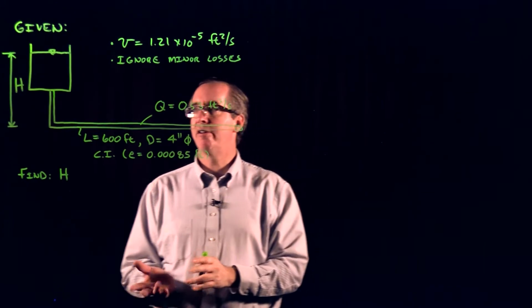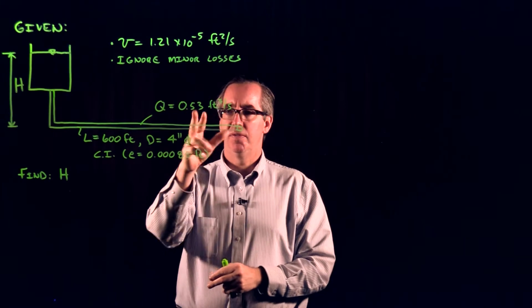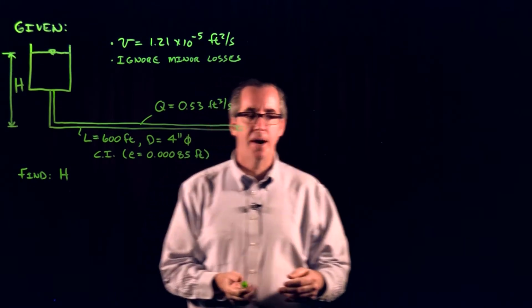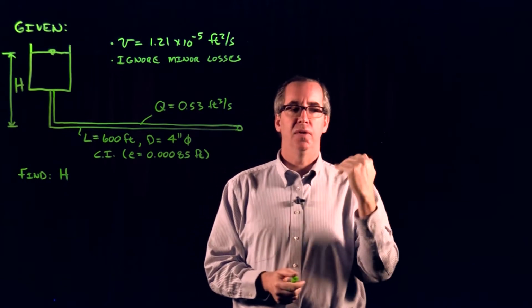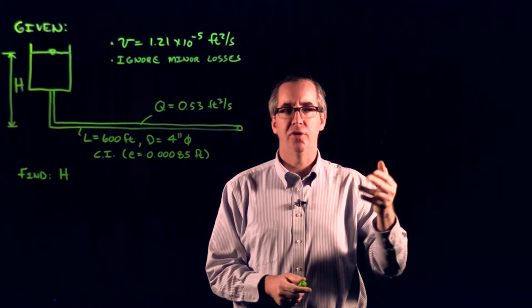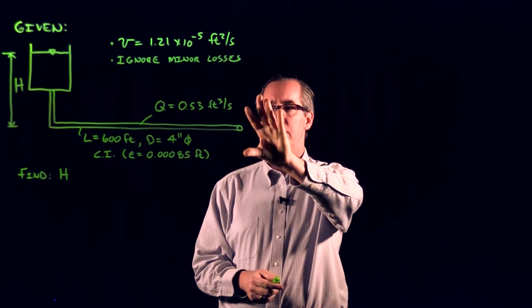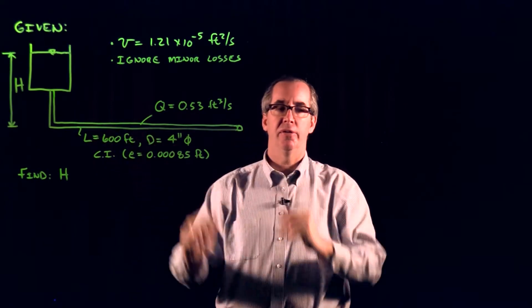And what we're trying to figure out is what would be the required height of this water tank to deliver this flow of 0.53. This would be a very common application. It could be, for example, for a fire hydrant, or maybe this is a flow that's required for a specific application, like maybe there's a gas station or some type of business or a residential application where they require this flow and it's a single pipe that's 600 feet long.